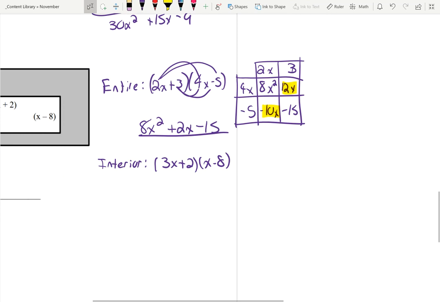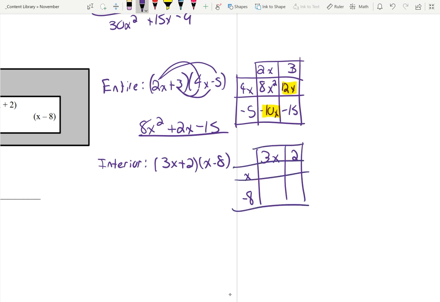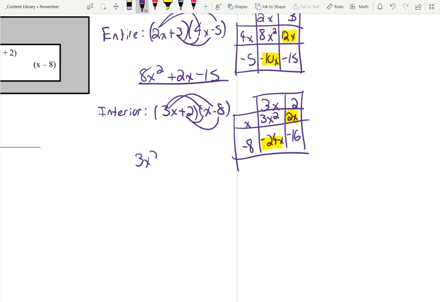So again, if you want to make a table, you can. 3x, 2, and x and negative 8. So 3x times x will be 3x squared. 3x times negative 8 would be negative 24x. 2 times x is 2x. And 2 times negative 8 is negative 16. Only pair of like terms are our x terms again. So when we write out our answer, we have 3x squared, and then combine the two x terms. So negative 24 plus 2 would be negative 22x, and then minus 16.